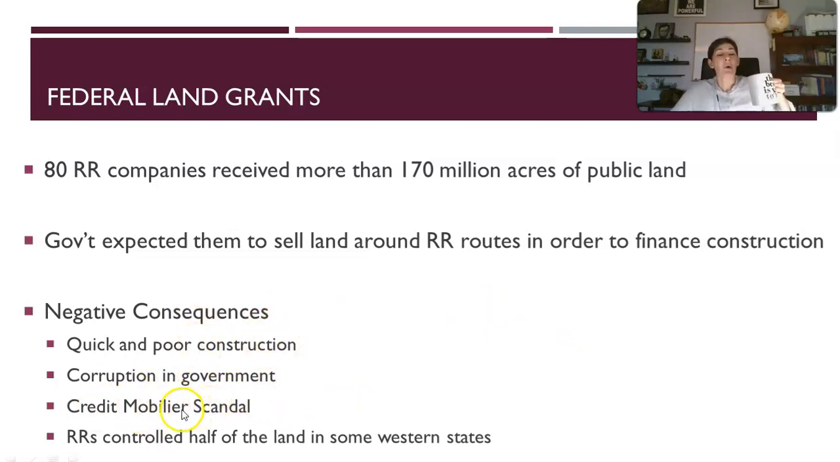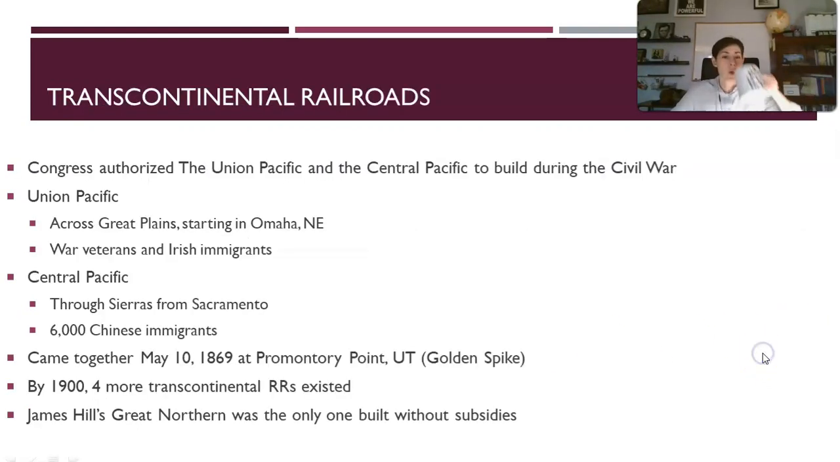We'll talk about the Crédit Mobilier scandal in class. If I forget, remind me to talk about that. Railroads actually controlled half the land in some western states. They didn't sell it off. It was a land grab, and they kept it for themselves. They should have, but they didn't.